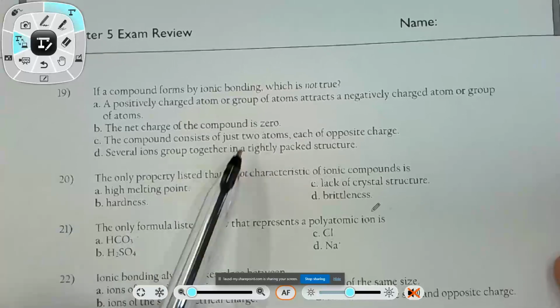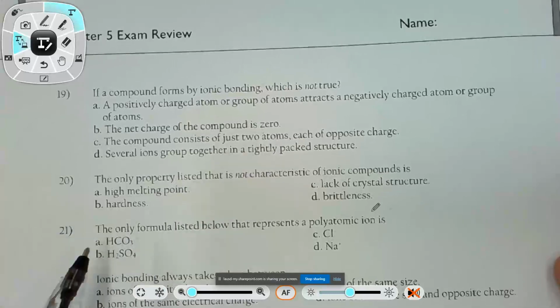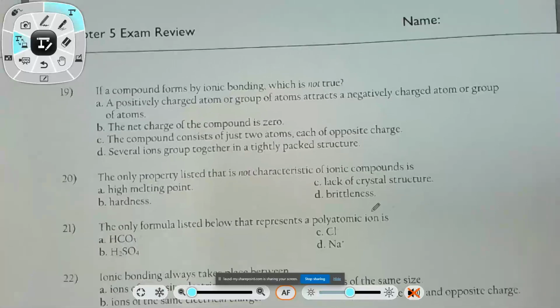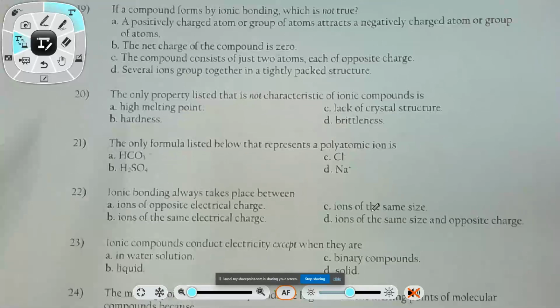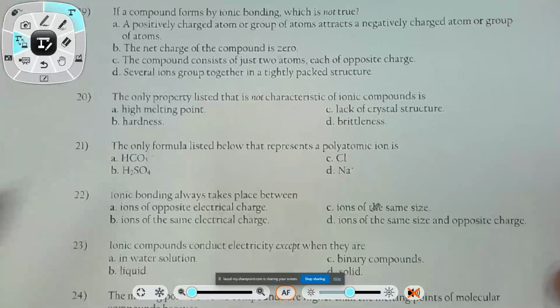So it's not just 2. Could be 2 to 3, 1 to 3. Could be anything like that. So 2 to 2. So it's not just 2 atoms. It could consist of more than 2 atoms.